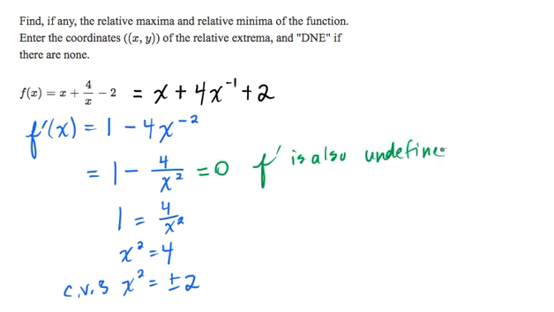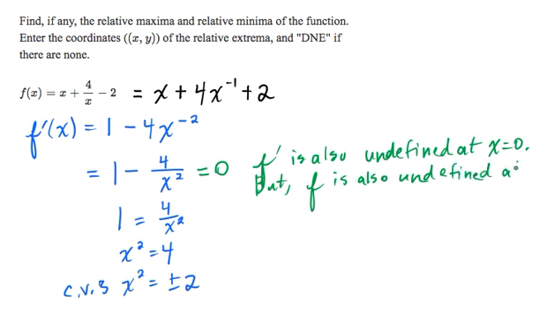undefined at x equals 0. However, the original function is undefined at 0. So this actually has a vertical asymptote at x equals 0. So it doesn't make sense to call it a critical value because it's not even a part of the function anyways. Okay, but f is also undefined at 0. So I'm not going to say 0 is a critical value. Okay, so the relative extrema could potentially occur at positive 2 or at negative 2.